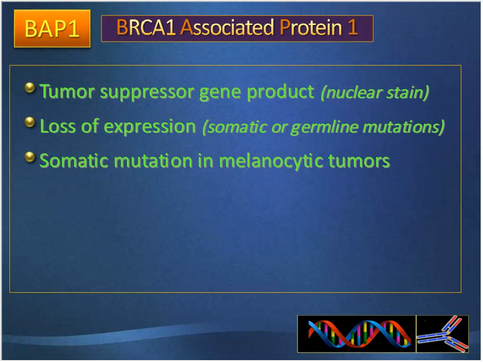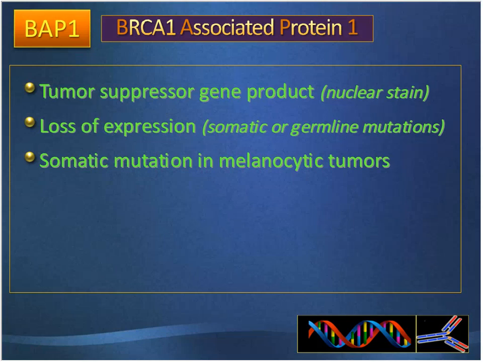Another one of these is BAP1, which is BRCA1 associated protein 1. This particular marker is a suppressor gene product, and again is a nuclear stain. Loss of expression is either by somatic or germline mutations.